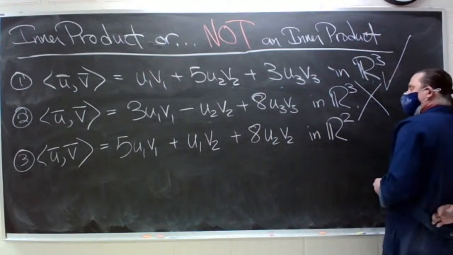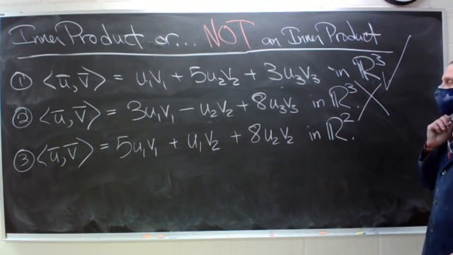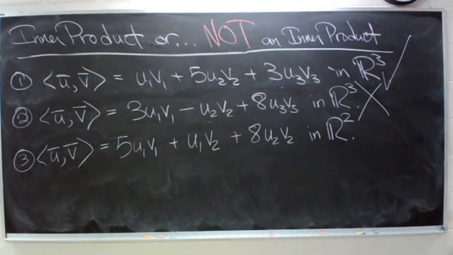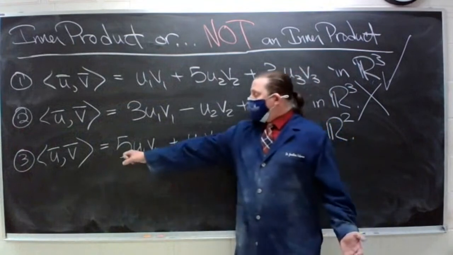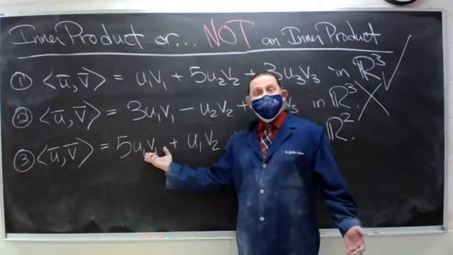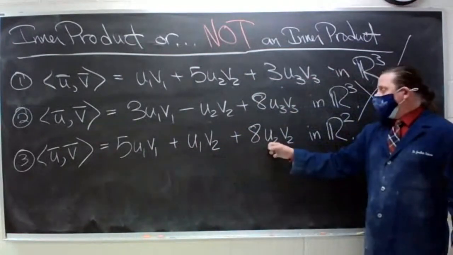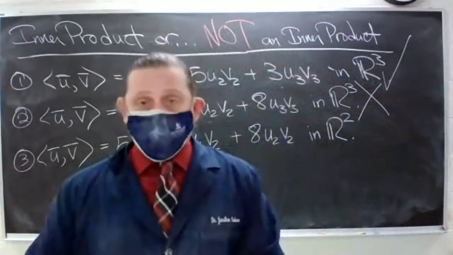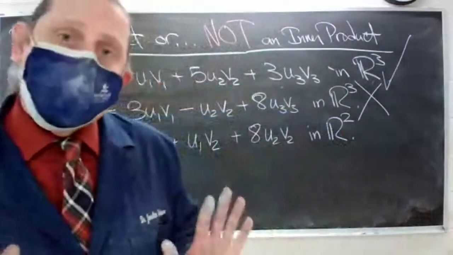Let's just do this in R2. So what do you think? Will this one be an inner product or not? Well, I mean, it's clearly linear. Notice I've got 5u1, and then I would multiply by a sum. u1, I would multiply by a sum. 8u2, I would multiply by a sum, right? I would distribute, I would move the terms around, and it would be perfectly linear. So linearity isn't going to be a problem here.